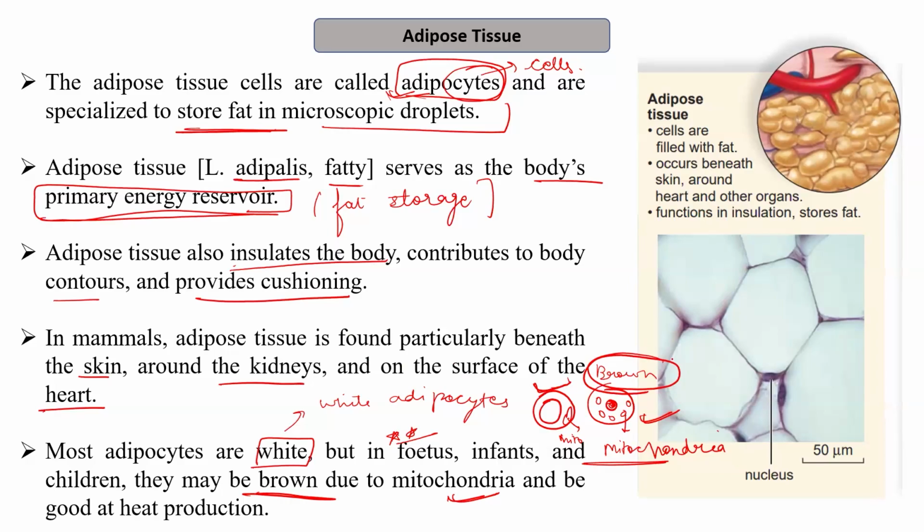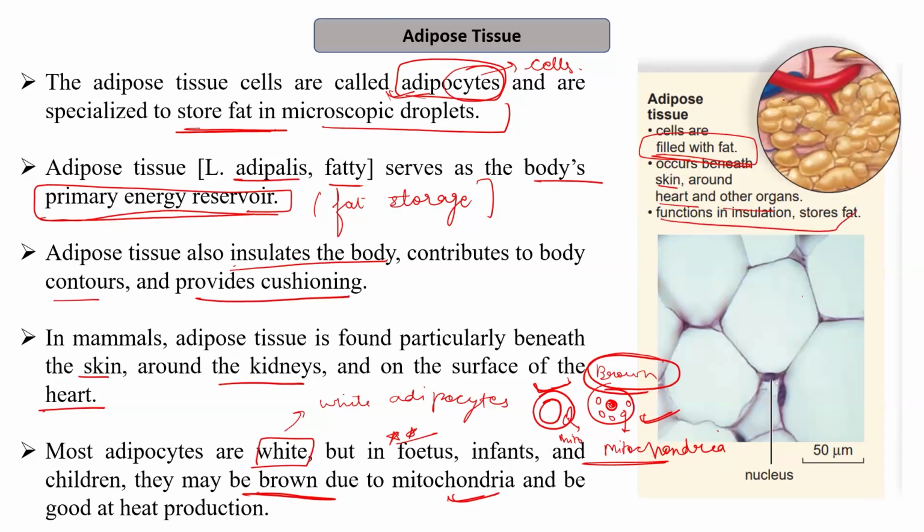So you can see here, it is usually the white adipose tissue which is present. It has very few air spaces. Most of the space is filled with adipocytes, so the cells are filled with fat. It occurs beneath the skin, around the heart and other organs. The function is insulation and fat storage.